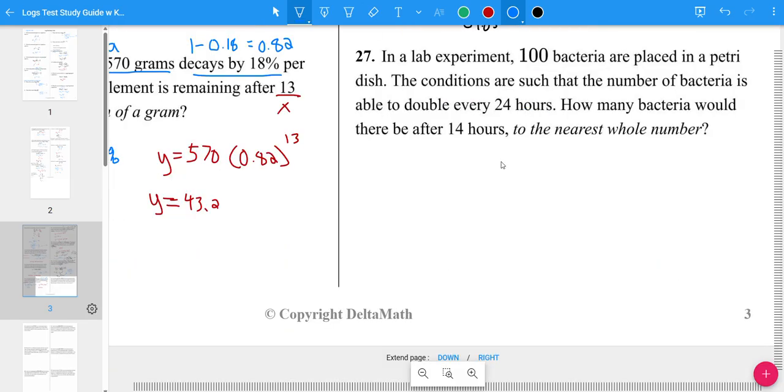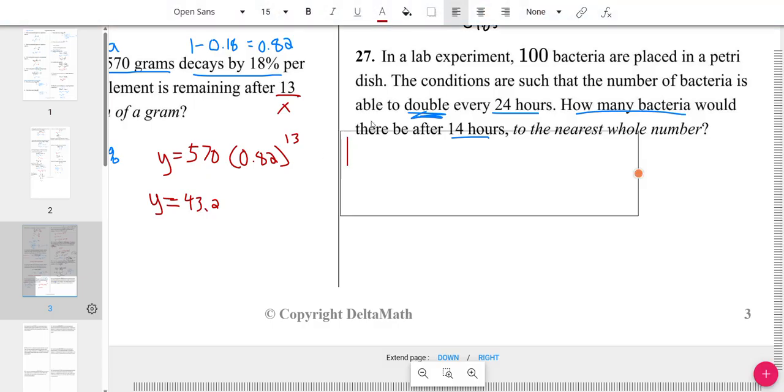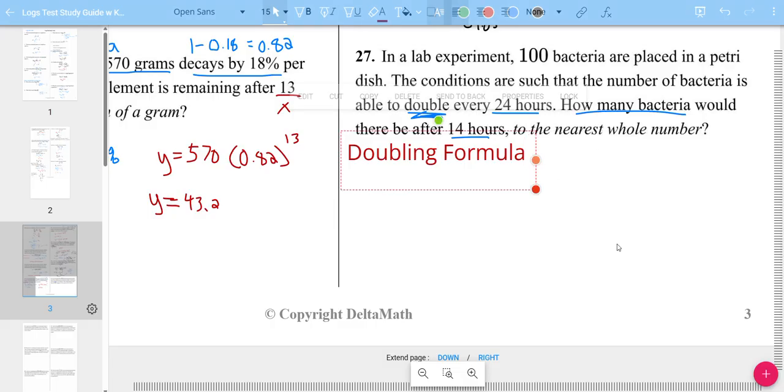As we move to 27, we're talking about a lab experiment, 100 bacteria in a petri dish. The conditions are such that the bacteria doubles. That's really important, every 24 hours. And then how many bacteria would there be after 14 hours to the nearest whole number? So remember, you've got a doubling formula and a halving formula. The doubling formula, I'm trying to use the same one that they use. The doubling formula is this.